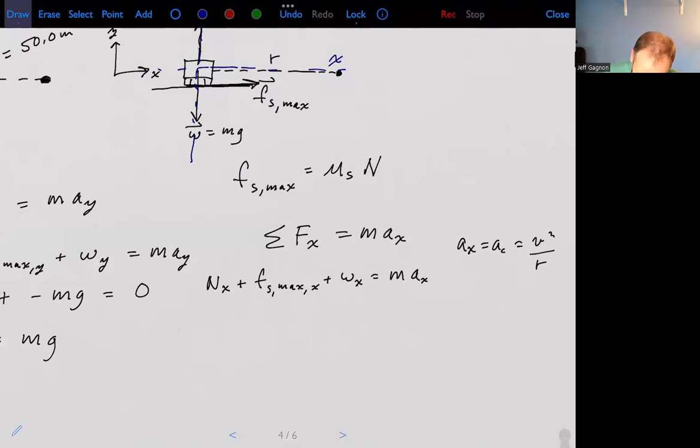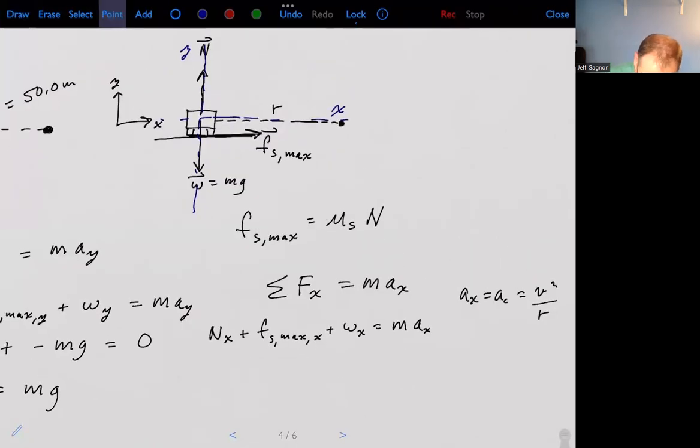So if I fill everything in here, what is the x component of the normal force? How much of this normal force is in the x direction? None of it, right? It's all in the positive y. So this is 0. How much of that max static frictional force is acting in the x direction? Well, it's acting to the right, which is the positive, radially, which is the positive x direction. So all of it is in the positive x direction. So the x component is the entire Fs max. And then how much of the weight is in the x direction? None of it. And this is equal to m a x, but remember a x is the same as a c. So this is going to be v squared over r.